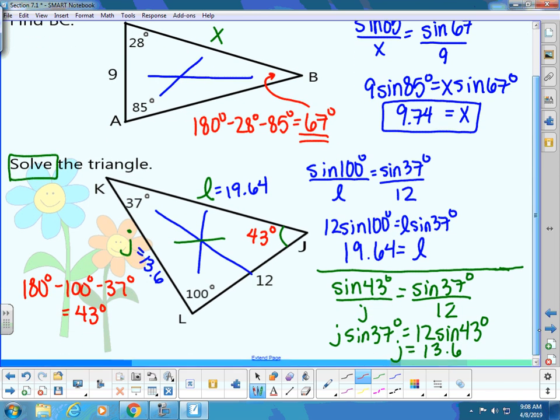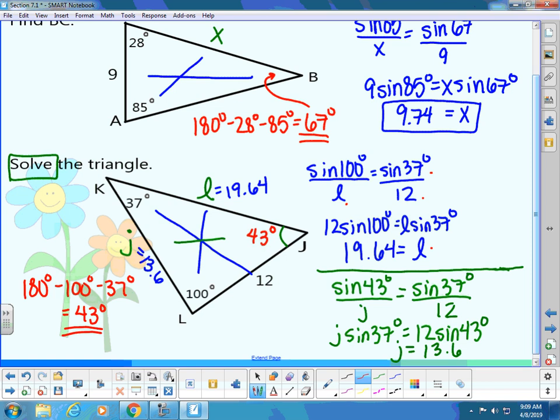On the bottom, again, first thing I did was over to the side. I took the two angles I knew, took them away from 180, and I got the missing angle J is 43 degrees. And then I had to do a law of sines twice. I did my L's, sine 100 over L, and then my K's, sine 37 over 12. And then I cross-multiplied that to solve for L. I ended up with 19.64.